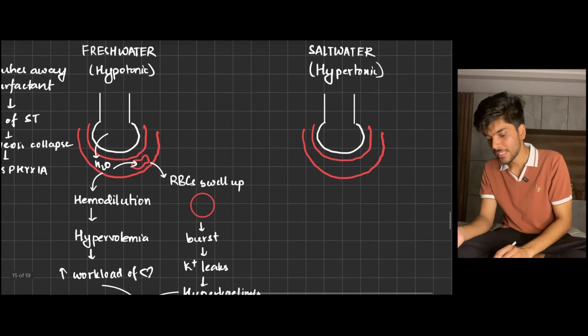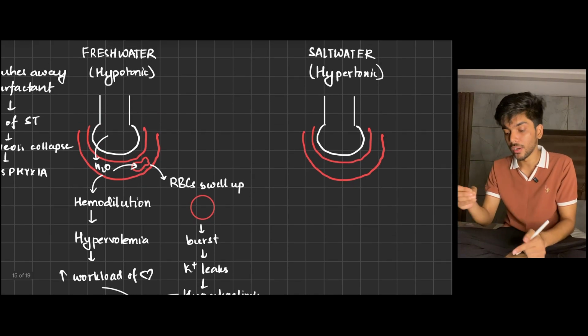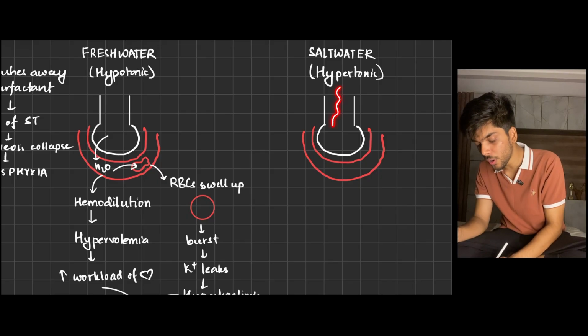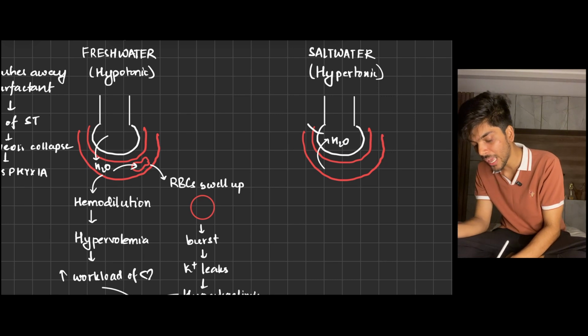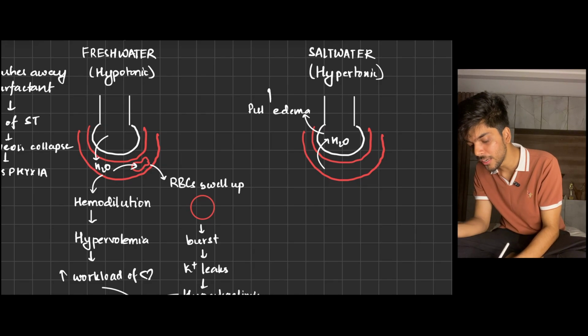All right. Second is what happens when salt water enters. You know that salt water is hypertonic and water moves from hypotonic to hypertonic, that is, from plasma into the alveoli. So the alveoli gets filled with lots of water, leading to pulmonary edema. Pulmonary edema leads to respiratory distress, and respiratory distress eventually leads to death by asphyxia.